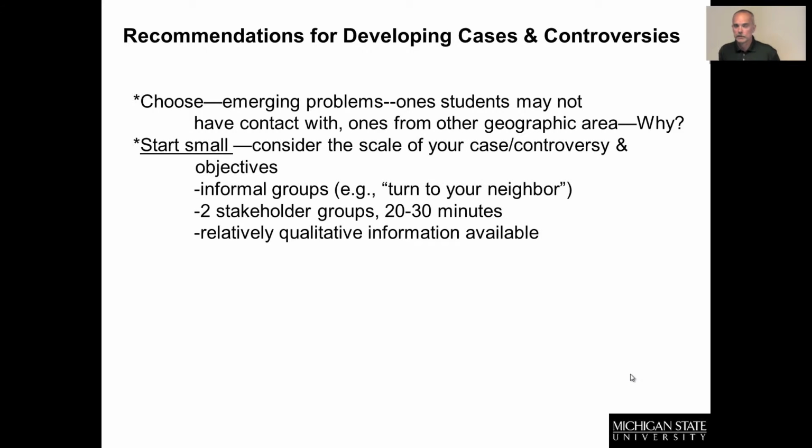My second recommendation is to start small. Consider the scale of your controversy and the objectives that you have with it. You can very easily use informal cooperative learning groups, such as just turn to your neighbor, using 2 stakeholders, and do something as short as 20 minutes or 30 minutes, where maybe you would have relatively qualitative information available and not really have much data, so to speak, to have students wade through, or wouldn't require necessarily a lot of outside work.